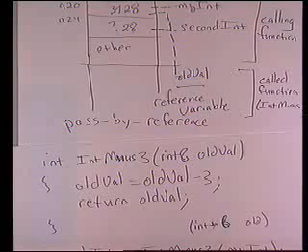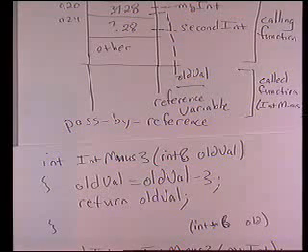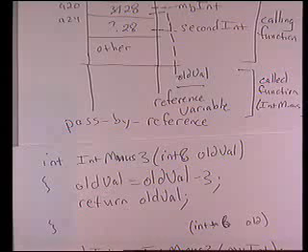So those are your 3 types of parameter passing abilities you have in C++. You have the ability to pass by value, you have the ability to pass by pointer, and you have the ability to pass by reference. And passing by reference is quite common, especially when we have larger objects.